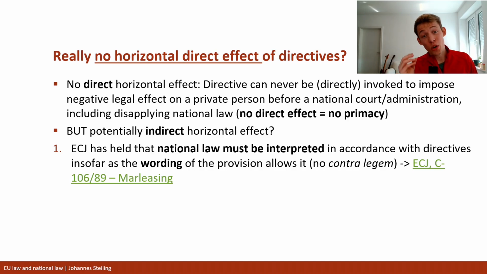But the court must interpret the national law in a way that it complies with the directive as far as the wording will allow it, right? No contra legem, like the court can't read something into the law that isn't there, but they have to interpret it as far as possible in accordance with the directive. So if there's some provision in national law that will allow the court to give me a right to withdrawal, I will win the case against the private party based on national law, and not based on the directive, but I still will win the case.